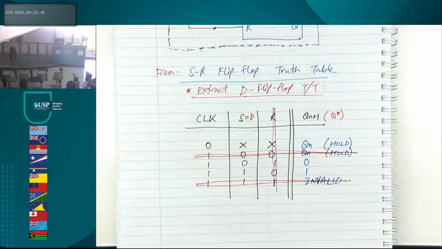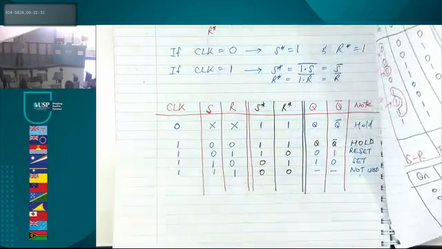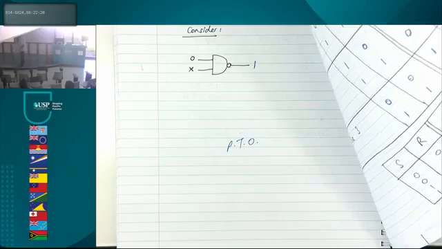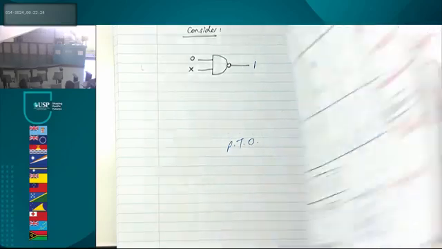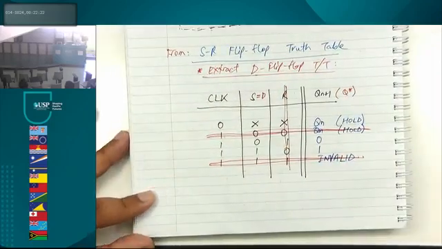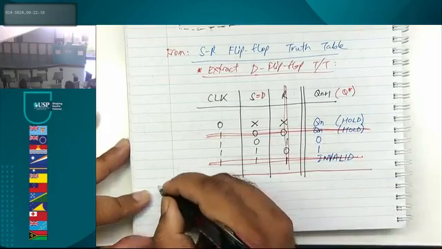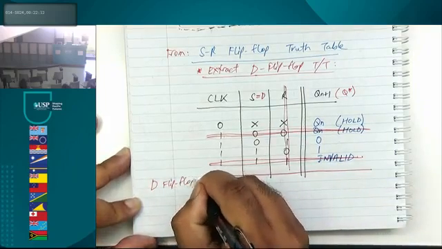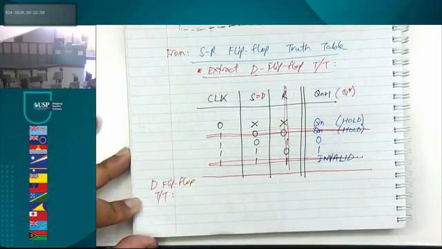So what we've done with the SR flip-flop, it had a problem. There was an invalid state. So what did we do? We modified the circuit with just one simple adjustment, and bang, finish. That invalid state is gone. So now our D flip-flop truth table will look something like this.